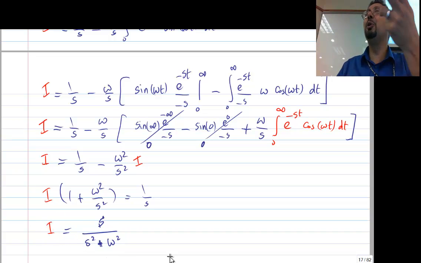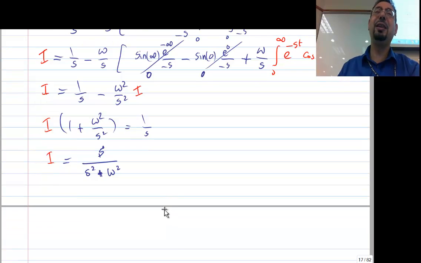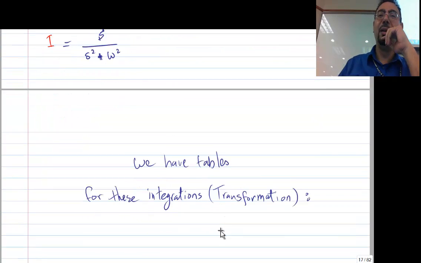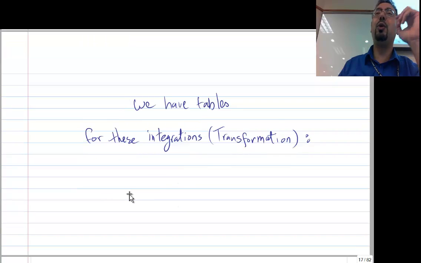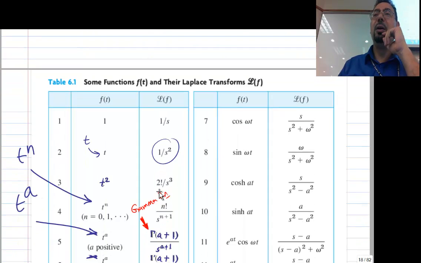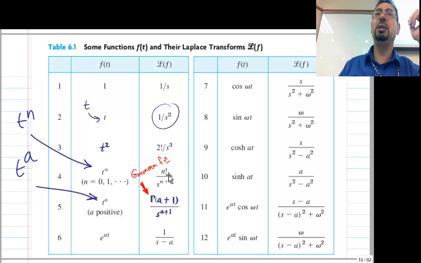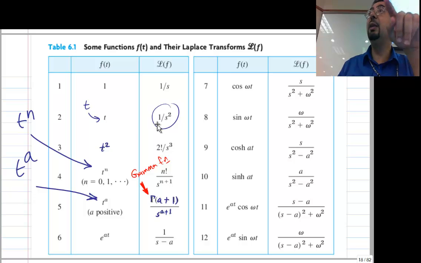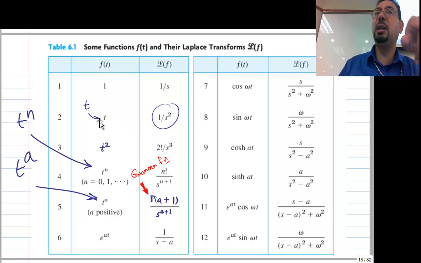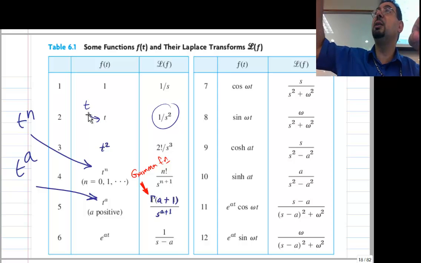But appreciate the table. When you look at those tables, I would like you to think that someone really did a very good job getting that table done. Each one of those integrations is really a very long story. So we have a table for all those integrations, table 6.1 for example. Someone did the 1, get 1 over s, the t, get 1 over s squared. Again, if you don't believe this table, just plug in the t, multiply by e to the minus st, integrate, and you will get 1 over s squared.